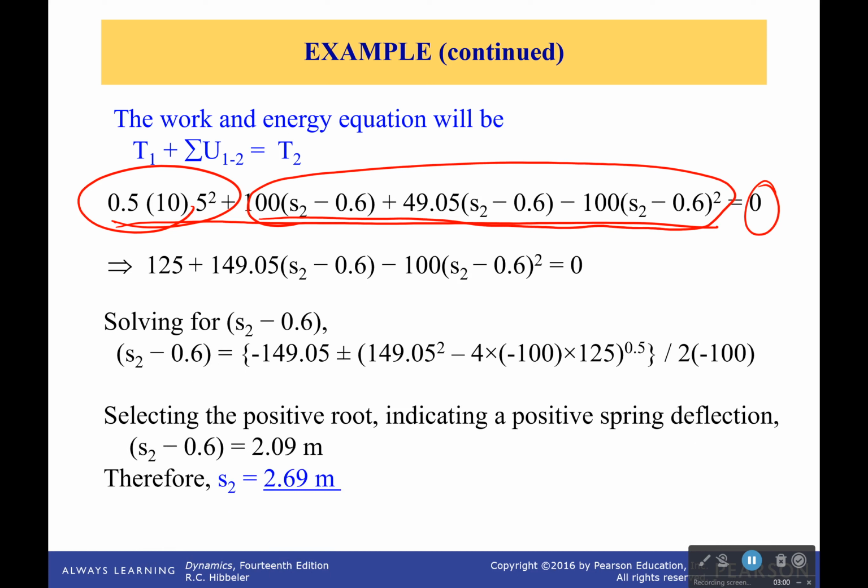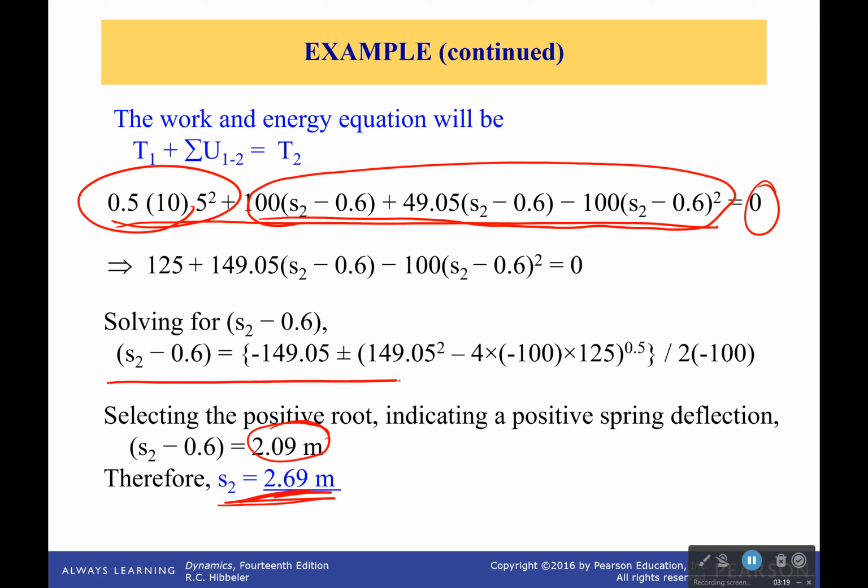Now there will be 2 roots to this, and one of them will be negative. So choose the positive root. And that positive root would be that S2 minus 0.6 is equal to 2.09 meters. So S2 would be 2.69 meters.